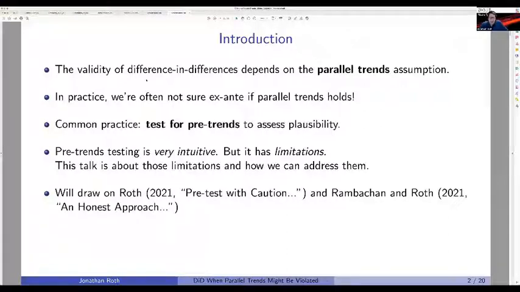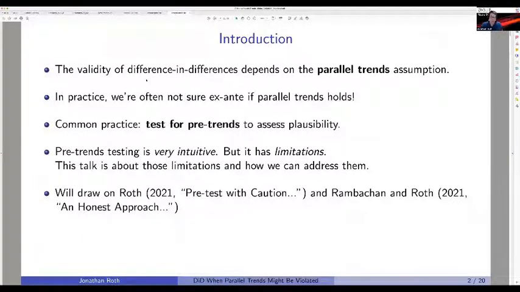But as Bacon nicely highlighted, these groups are often different from each other. We're typically doing diff-in-diff because things are not randomly assigned. For instance, the early adoption Medicaid states are typically more Democratic, typically farther north than the later adoption Medicaid states. And so in practice, we're often not sure ex ante, before looking at the data, whether the parallel trends assumption holds or not.